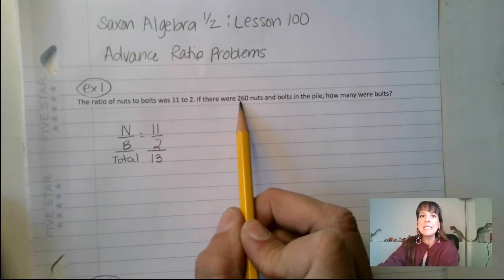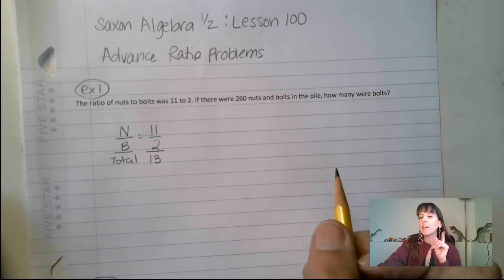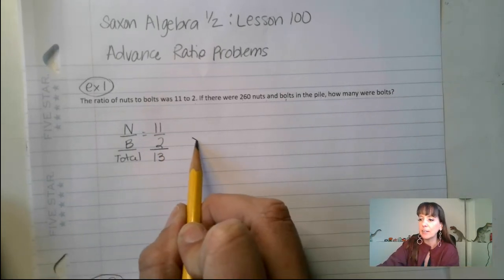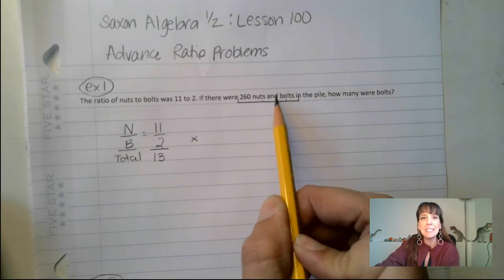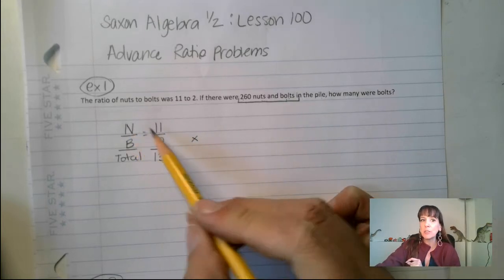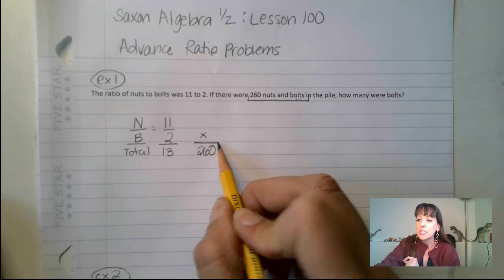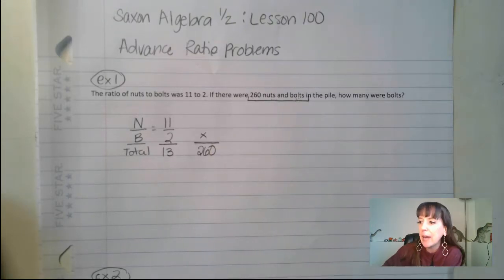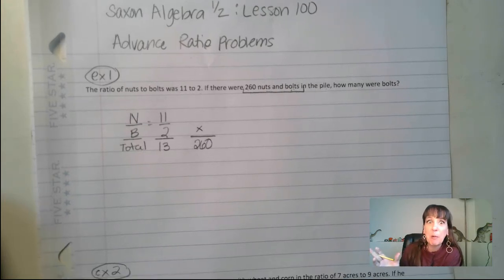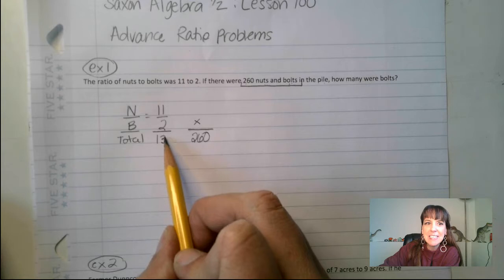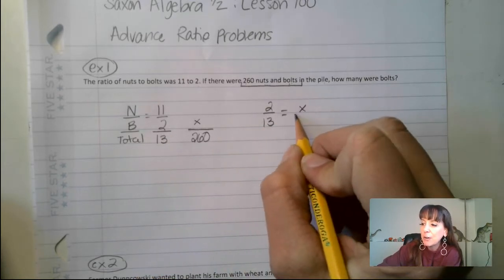If there were 260 nuts and bolts in the pile, how many were bolts? So we're looking for the number of bolts. So I'm going to throw an X right here. The other information we were given is that there are 260 nuts and bolts. That means there were not 260 nuts, there were 260 total, like this. So we get this little table here where we can do a ratio now. A proportion where we compare two ratios. So we get 2/13 equals x over 260.